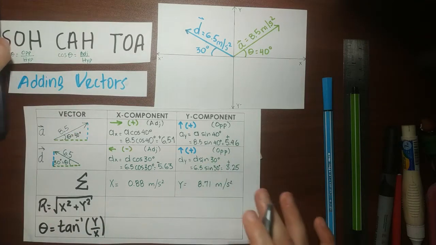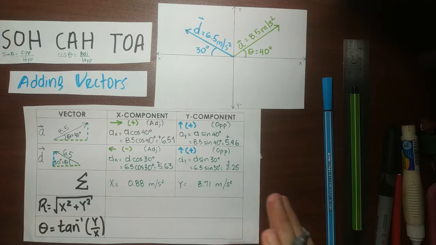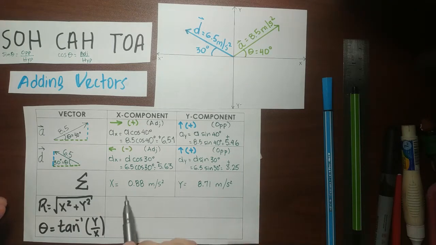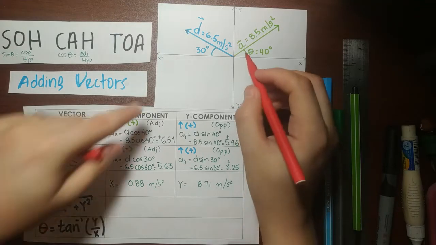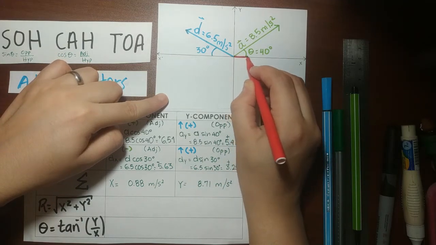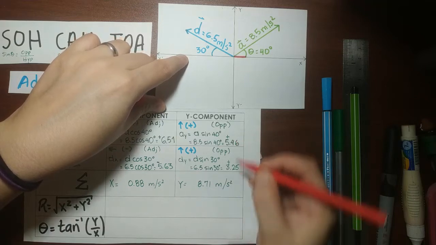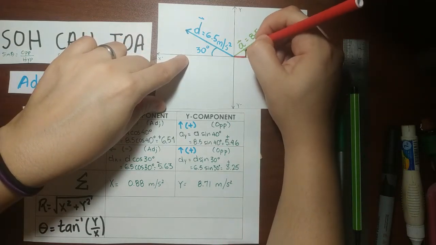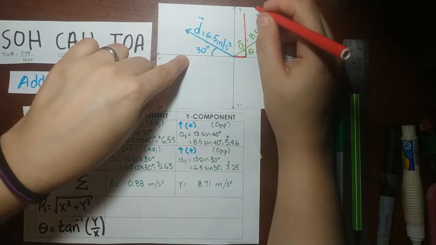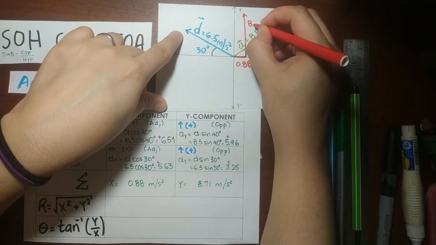Okay, so far we have the components of my resultant. The resultant of adding two vectors is another vector. Now, what does this mean? This means that my resultant is moving 0.88 in the positive side of x. Let's say it is right there, and it's moving 8.71 in the positive side of y. So it's gonna be like that, 0.88, and in y we have 8.71.